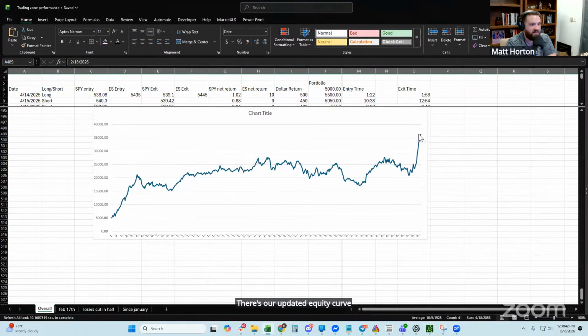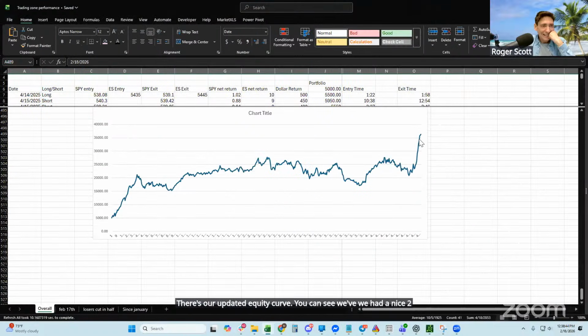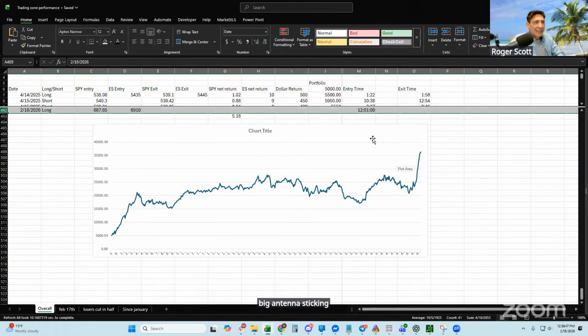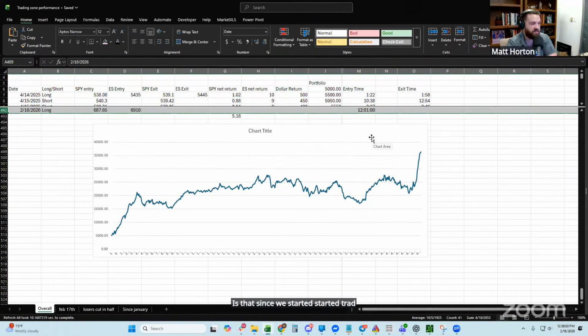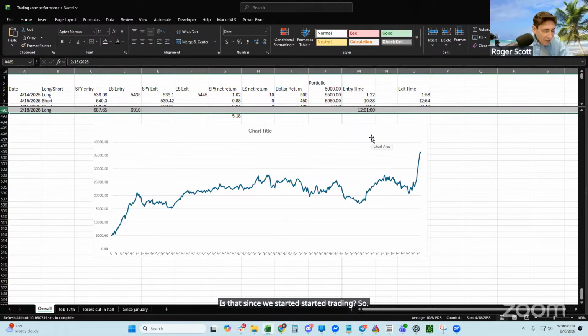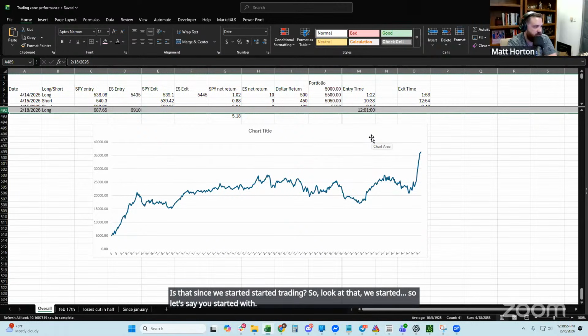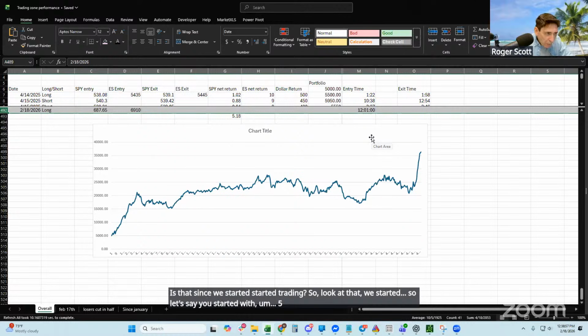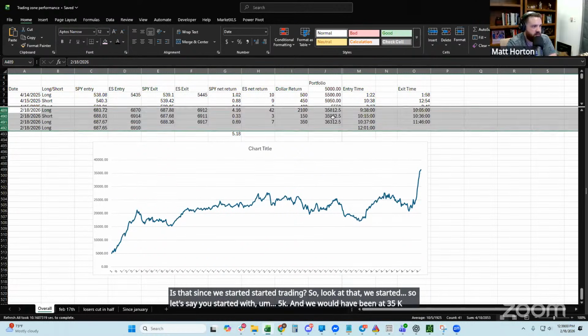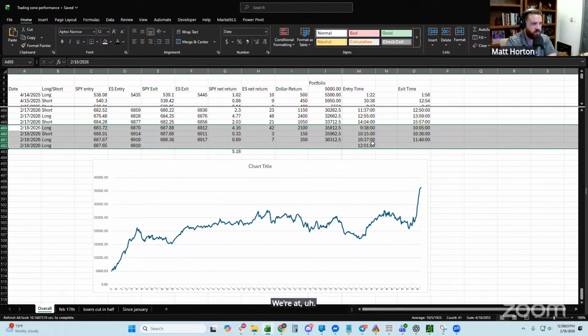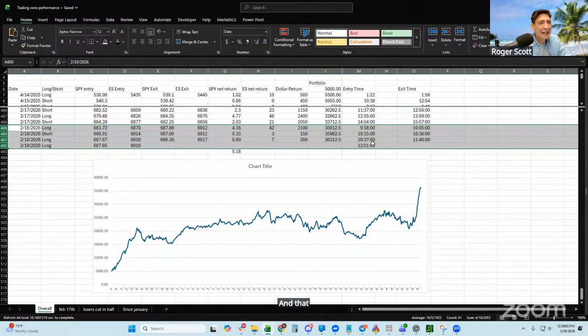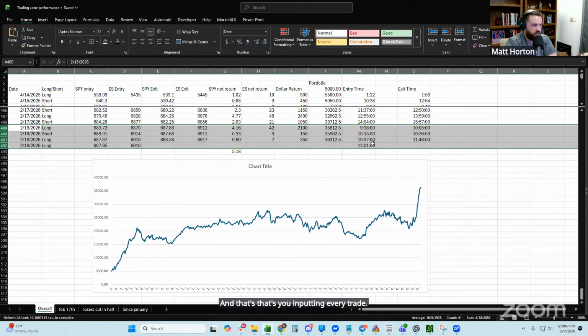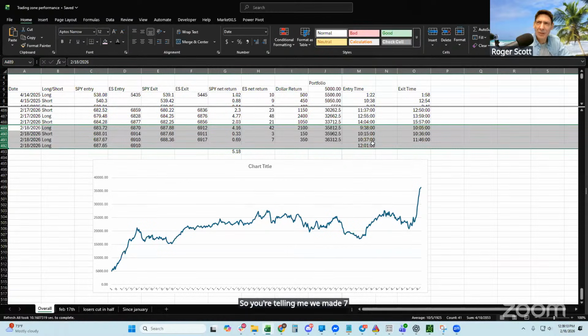You can see we had a nice 2 days. Big antenna sticking up. Is that since we started trading? That is since we started. So let's say you started with 5K, and we would have been at 35K right now. We're at 36,312. And that's inputting every trade into the system, one contract. So that's a 700% return since we started.